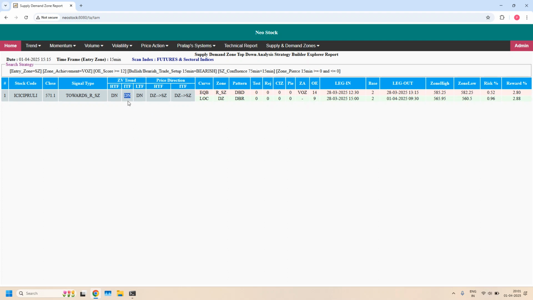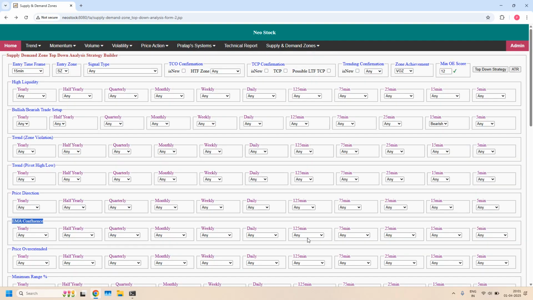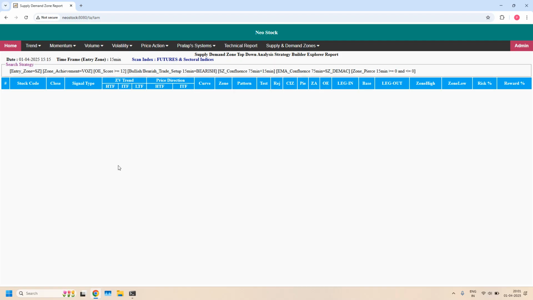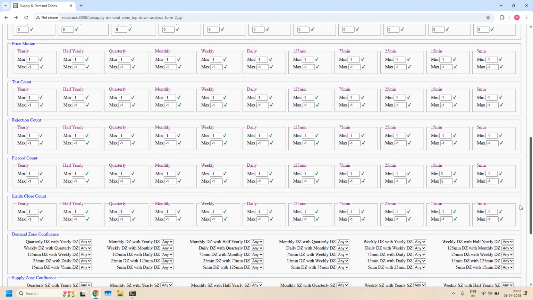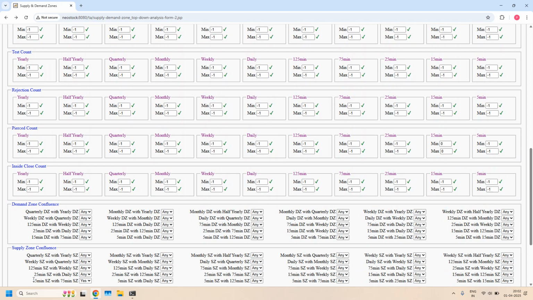Let's check if this 75 minute supply zone is having daily EMA confluence. So with this filter, we did not get the stock. So no stocks are having EMA confluence. Next we will look into LTF, ITF, HTF supply zone confluence. Remove EMA filter. In the supply zone confluence, 3 filters we have to set. First filter is already enabled, 15 minutes with 75 minutes. Next 15 minutes supply zone with daily supply zone confluence. 75 minutes supply zone with daily supply zone confluence.